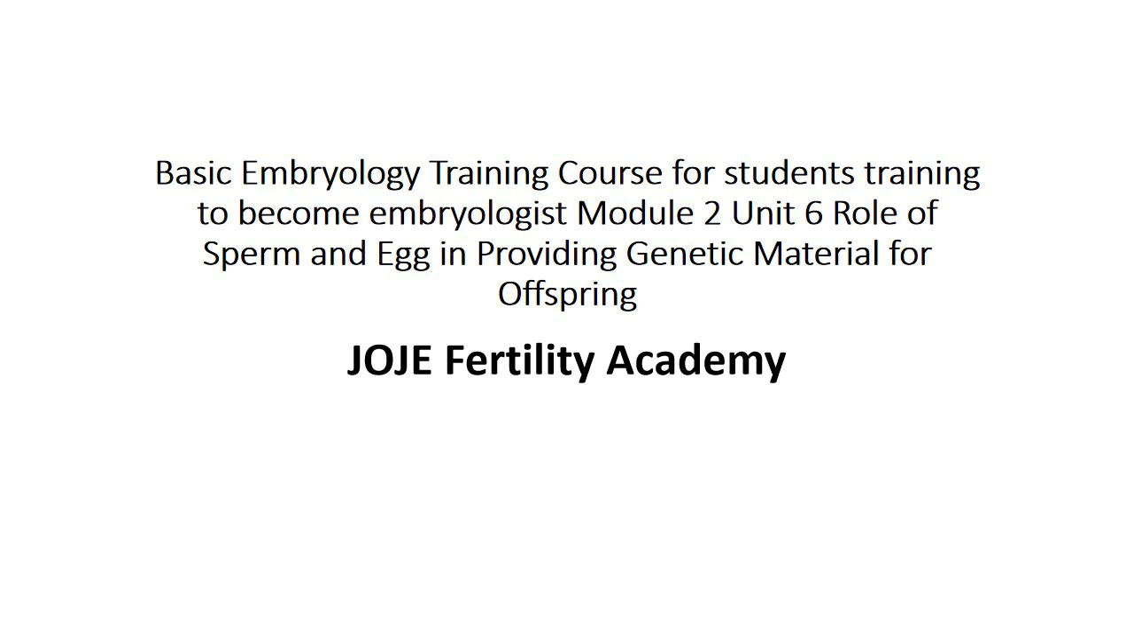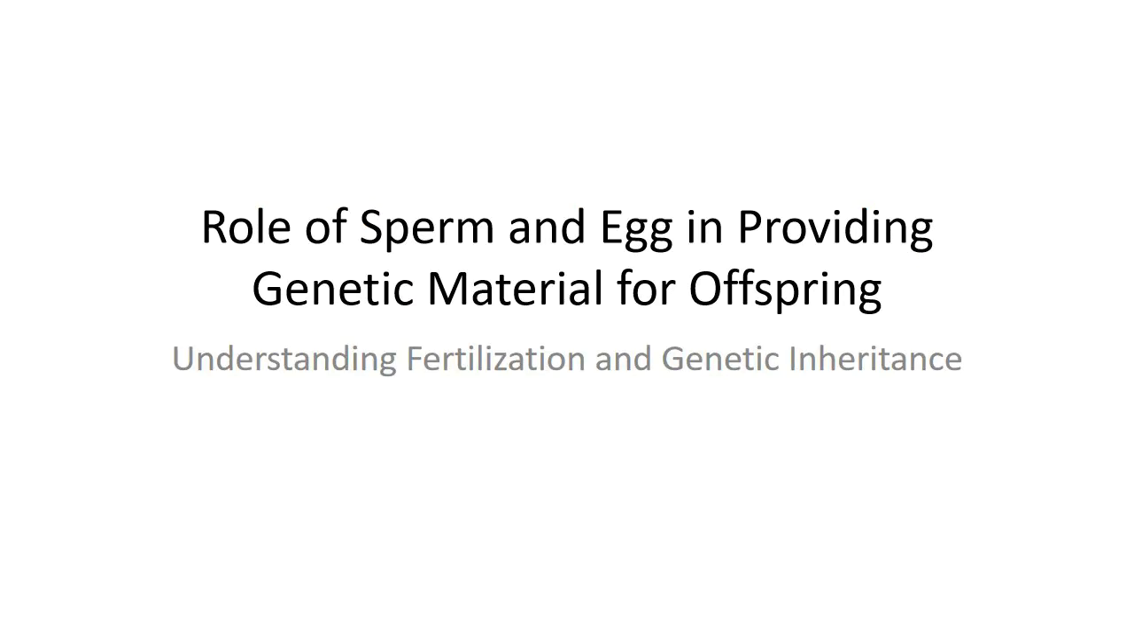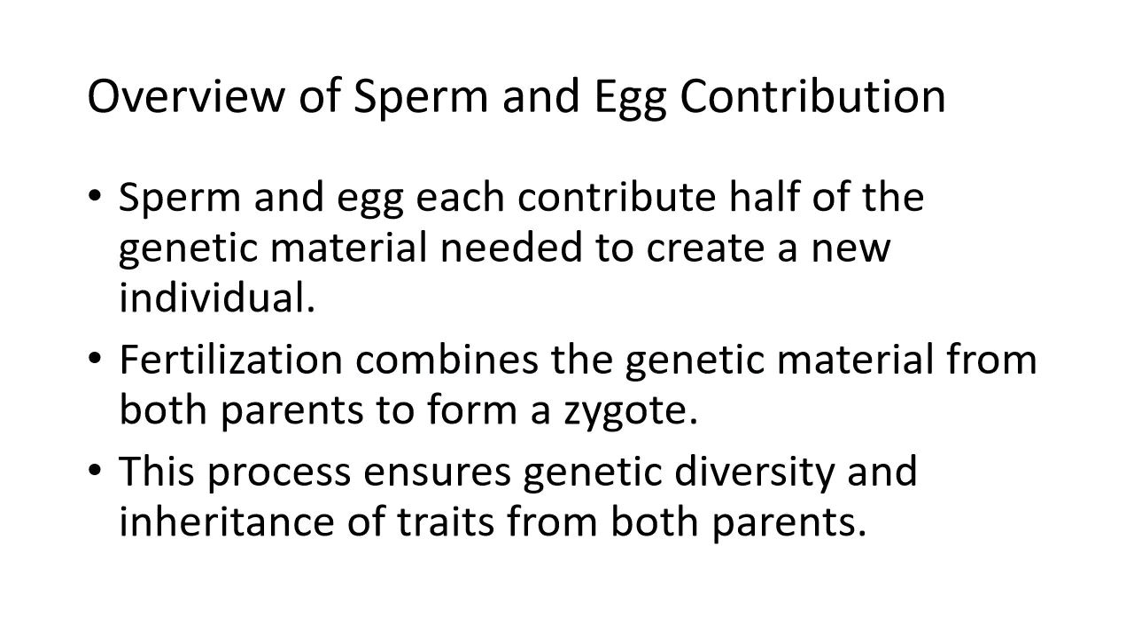Role of sperm and egg in providing genetic material for offspring. The formation of a new organism begins with the fusion of the sperm, the male gamete, and the egg, the female gamete, during fertilization. This process combines the genetic material from both parents to create a zygote, which will eventually develop into a new individual.